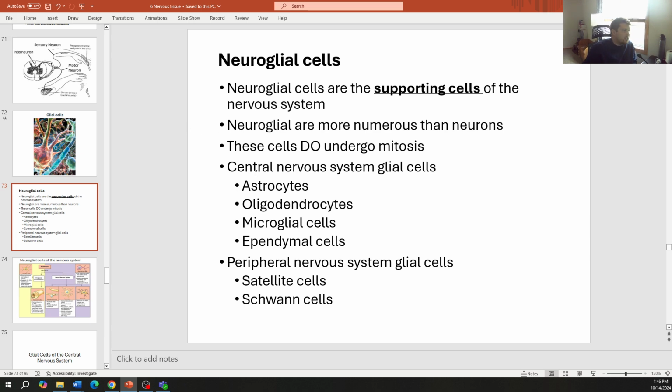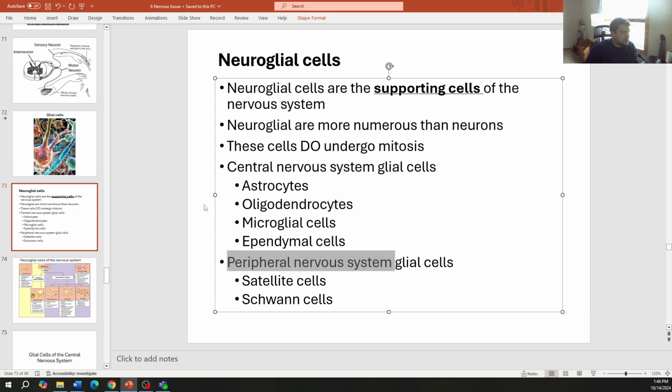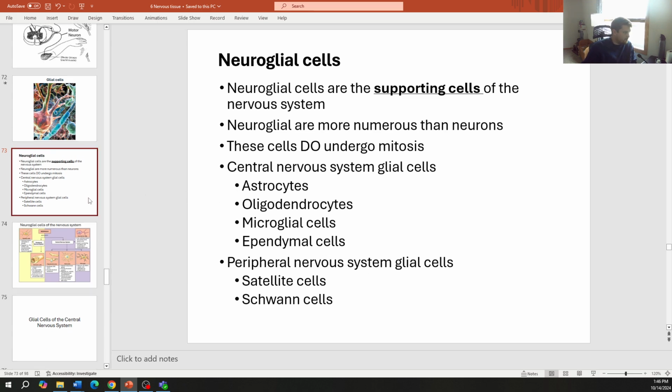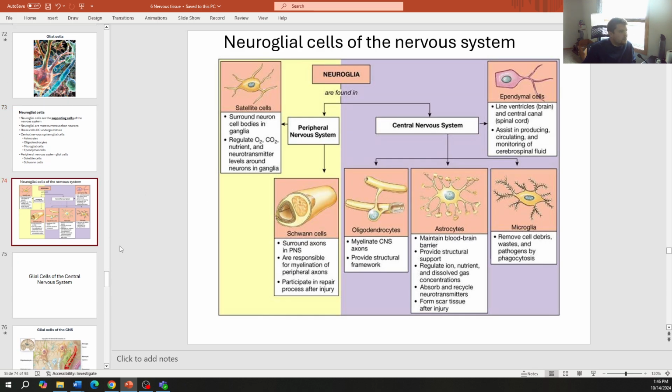So we're going to split it in between two groups. We have the central nervous system glial cells and then the peripheral nervous system glial cells. We'll talk about the CNS first, then we'll talk about the PNS as well. When we get through all this, these are the ones that we're going to talk about: ependymal, microglia, astrocytes, oligodendrocytes, Schwann cells, and satellite cells.